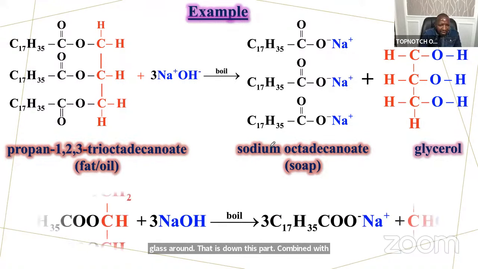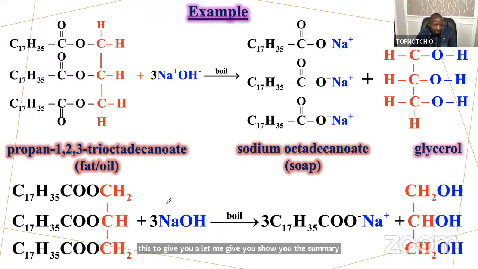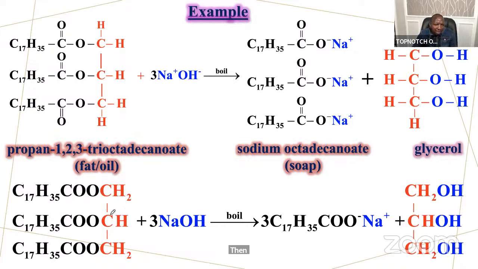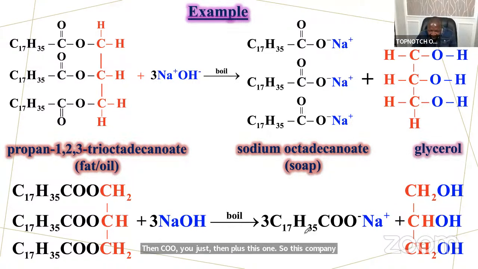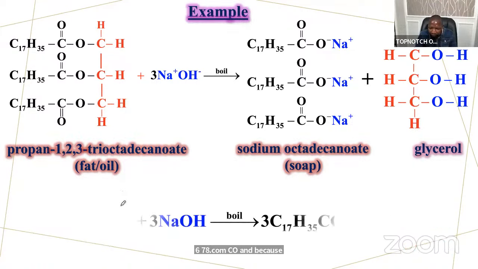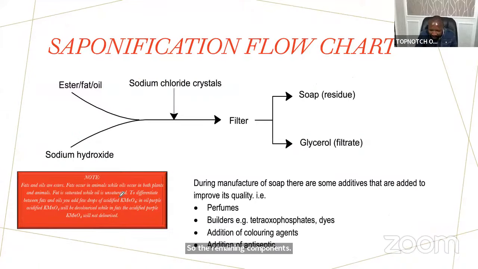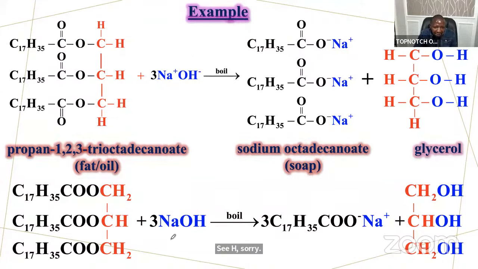Let me show you the summary. This is how it is written here. C17H35, then COO, you just cut it here. That is how it is written in the book. Then plus this one. This component, just pick it the way it is: C17H35COO, and because there are three, it is combining with sodium. The remaining component, CH2, combined with OH gives you glycerol. And that's exactly what you are able to get.